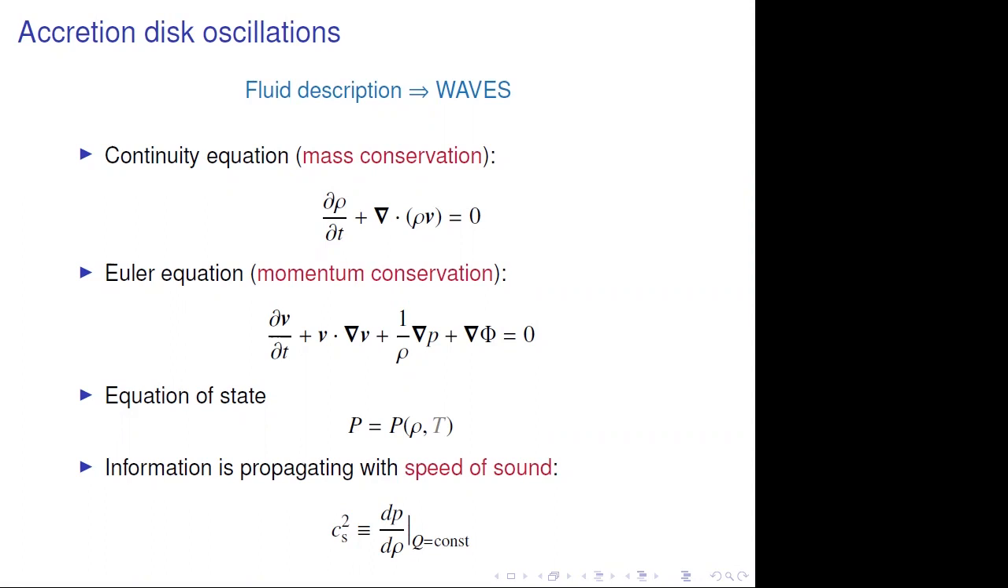Basically you have to satisfy these equations: the continuity equation, mass conservation, and momentum conservation, which is the so-called Euler equation. You see that in addition to gravity, there is a pressure force, which will be very important. Then you have to relate the pressure and density, so you have your equation of state, which looks like this. And of course, all the information propagates acoustically with the speed of sound, which is given from the equation of state by this simple formula.